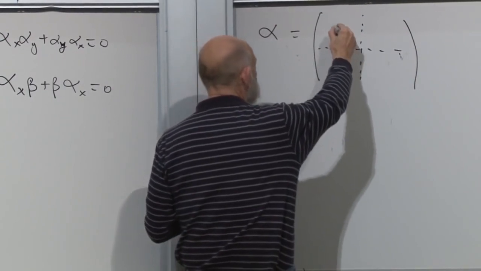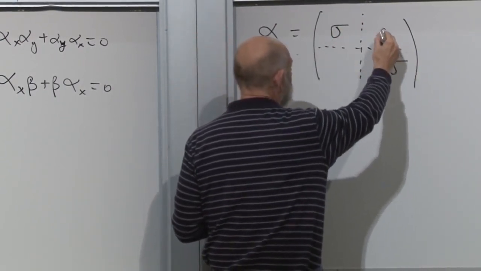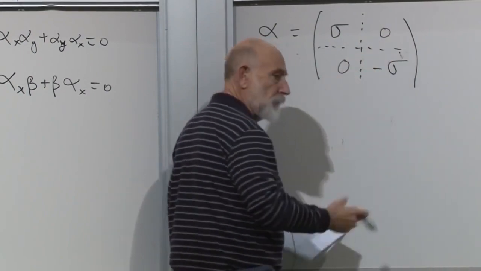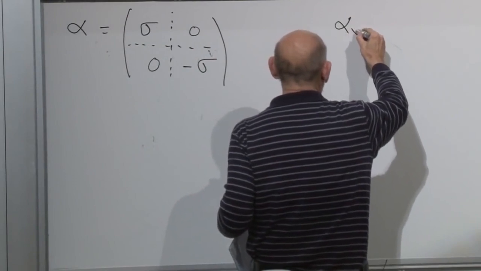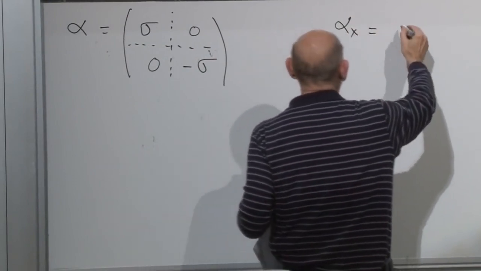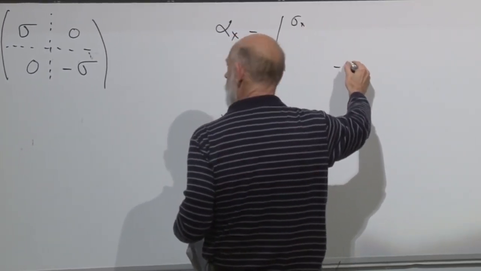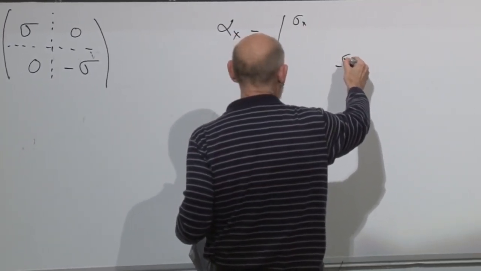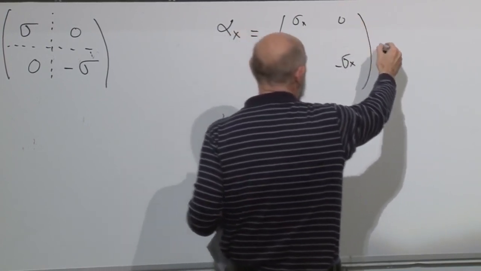In here, you put sigma, and I'll tell you what that means in a minute. Here you put minus sigma, and here you put 0, and here you put 0. So for example, if I was interested in alpha x, that would be the matrix sigma x up here, minus sigma x down here, 0, 0.